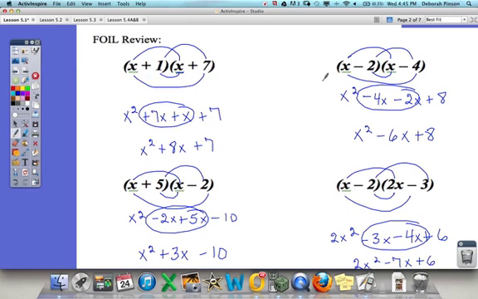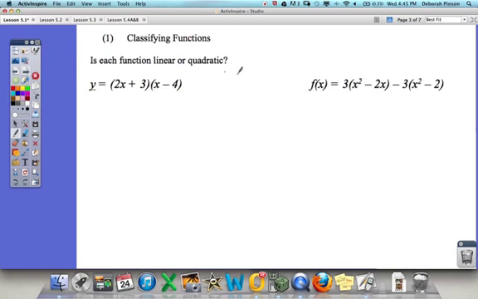Now FOILing is going to be like some other things we have this year. It's going to pop up a lot. So make sure that you get the process down because you're going to see it quite a bit. Now I want us to go through, simplify these down, and classify each of them as being either linear or quadratic. Remember, if it's linear, its biggest exponent is an x to the first power. If it's quadratic, the biggest exponent is x to the second power. Later on we'll have some that are bigger, but right now we only have linear or quadratic.